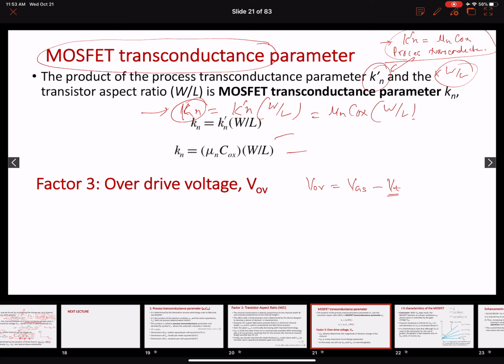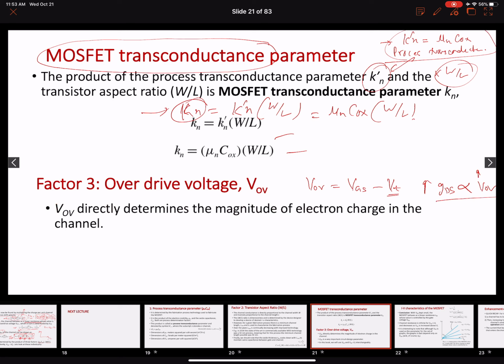And whatever the extra voltage is applied will be the effective voltage that is helping accumulate more charges, increasing the depth of the channel, and increasing the conductance of the channel as well, right? So our conductance of the channel is directly proportional to the overdrive voltage. Greater the overdrive voltage, greater will be the conductance of the channel, right? And it determines the electron charge in the channel too.